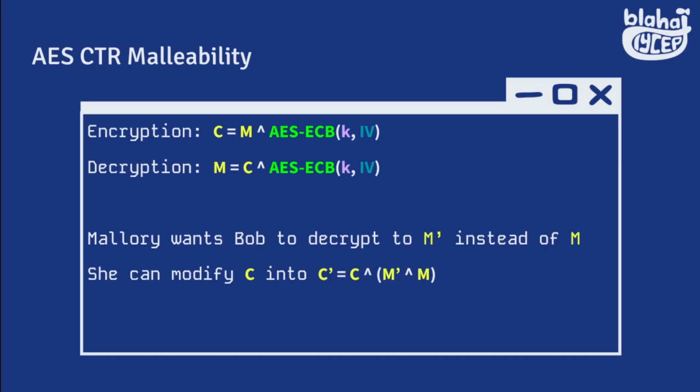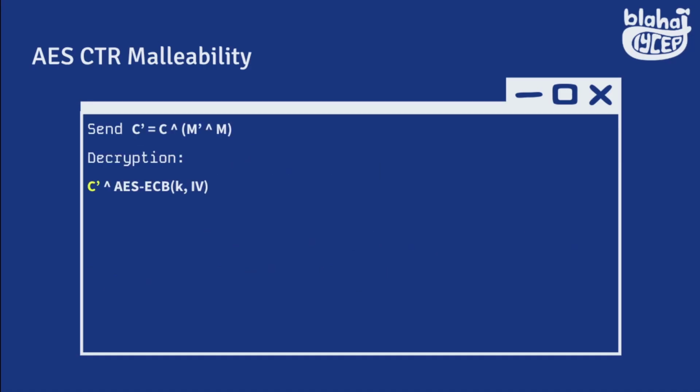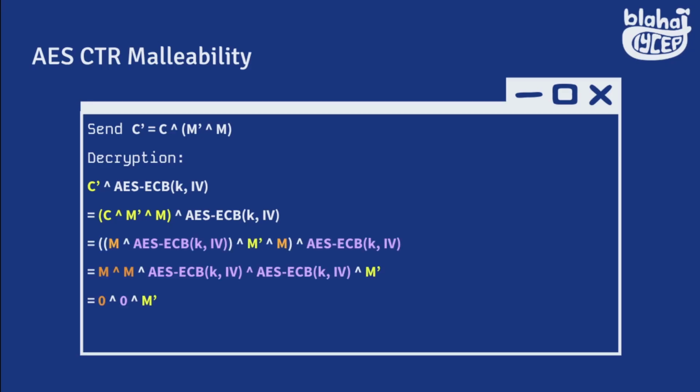Make sense? Alright, sure. Moving on. So this is the exact same thing, but it's written out equation by equation. So for those of y'all who are more visual learners, this should help. So again, it's basically faking an encryption by getting the key stream, and after you simplify everything, you will get 0 XOR 0 XOR M prime, which is just M prime.